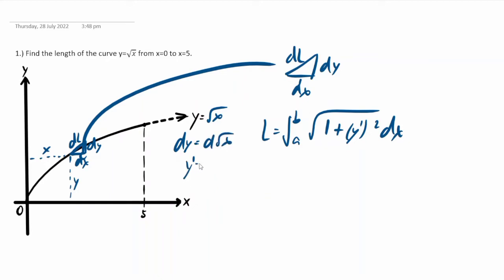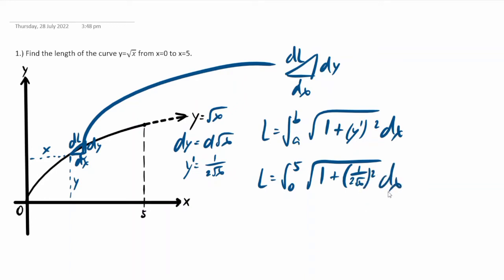So, y prime is equal to 1 over 2 square root of x. And our limits are 0 to 5, right? So plug in the limits and our y prime: the integral from 0 to 5 of the square root of 1 plus (1 over 2 square root of x) squared, dx.